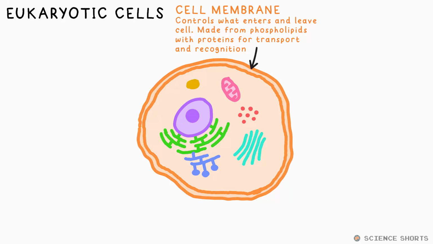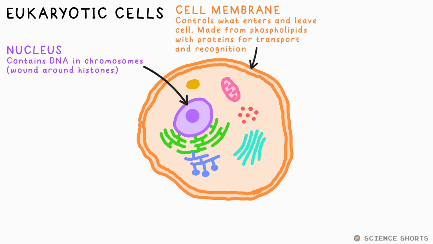A cell is like a factory that's more complex than any one we could ever design. Eukaryotic cells have a nucleus. It holds the instructions for it to work, DNA. Stored in separate chromosomes, it's long and linear, but wound around proteins called histones.